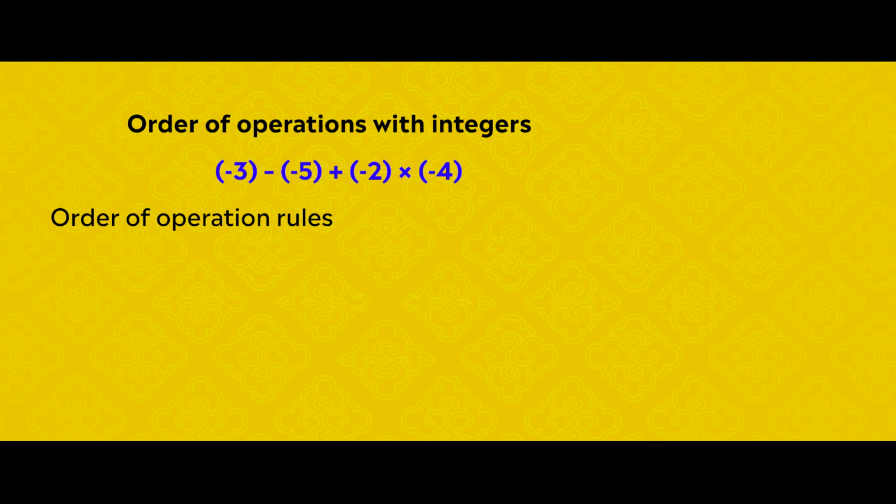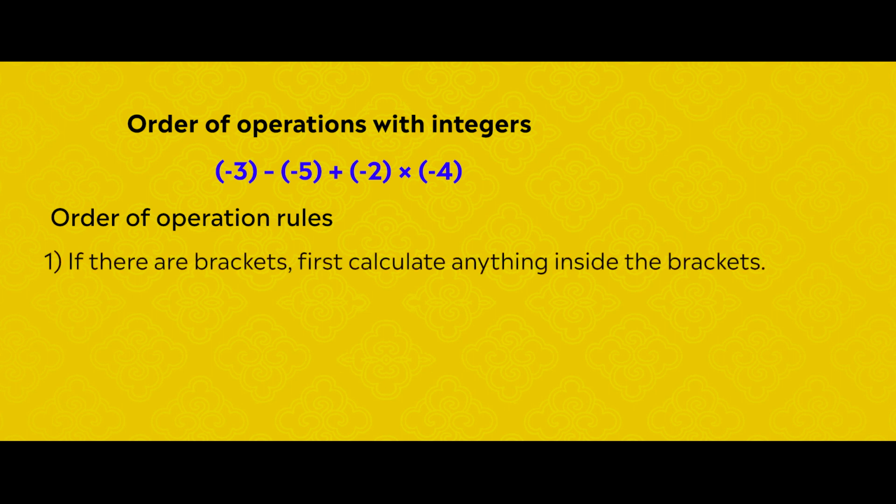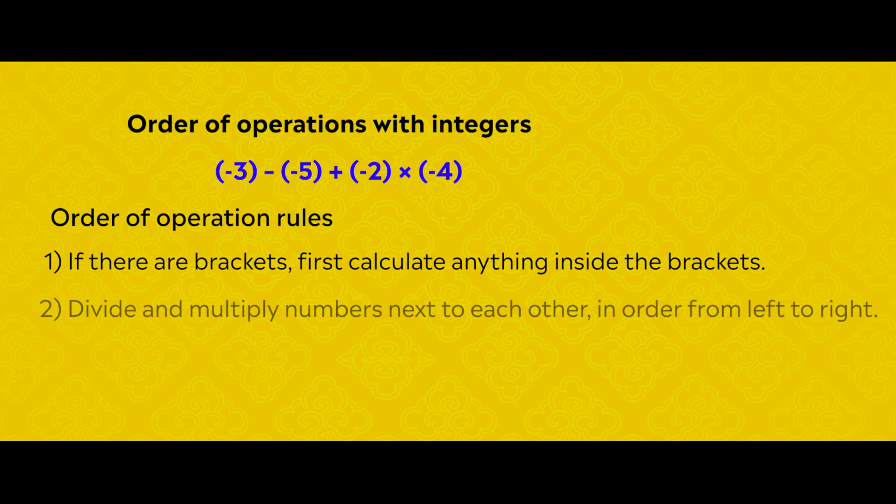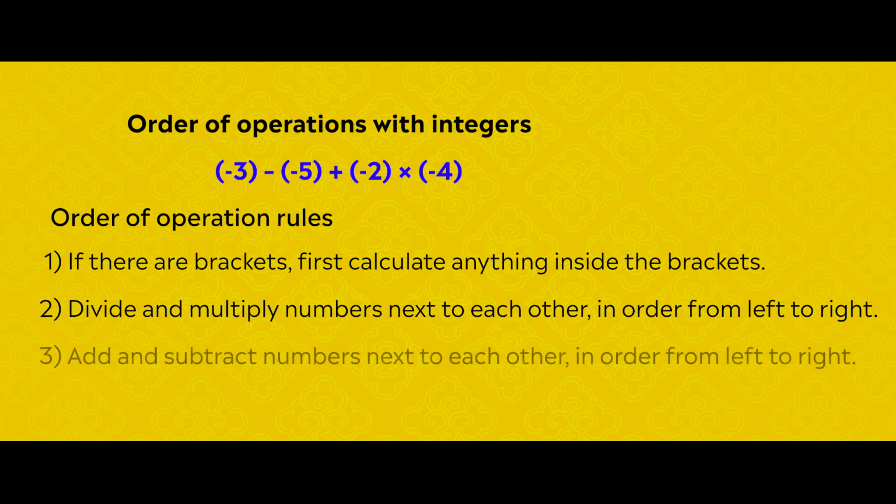Order of operation has certain rules. So let's look at the rules. Rule number 1, if there are brackets, first you have to calculate anything inside the bracket. Rule number 2, divide and multiply numbers next to each other in order from left to right. Rule number 3, add and subtract numbers next to each other in order from left to right. Now you know what to do with the order of operations, so let's solve a few examples.